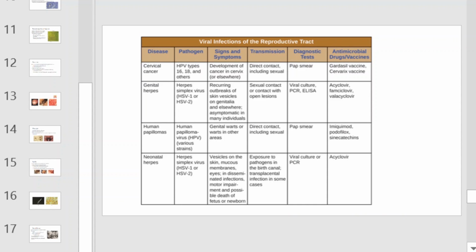This table summarizes the viral infections of the reproductive tract. At this point, I would encourage you to pause the video to familiarize yourself with the disease, the pathogens, the signs, symptoms, transmission, diagnostic tests, and drugs or vaccines that are available to treat or prevent the disease.